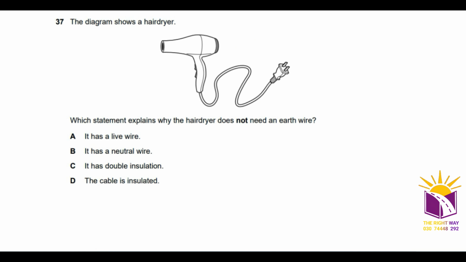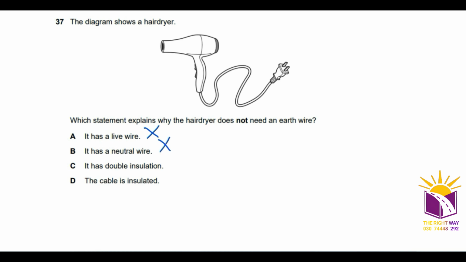Question number 37. The diagram shows a hair dryer. Which statement explains why the hair dryer does not need an earth wire? It has a live wire? Many devices, all devices have a live wire, and this device also has a live wire but does not have an earth wire. So that is not the reason. It has a neutral wire?